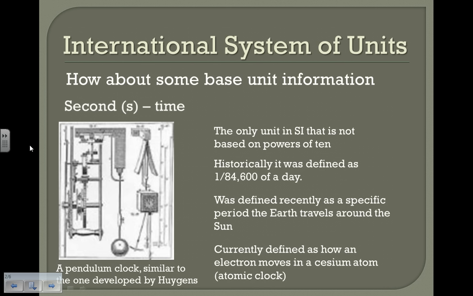So they use something that doesn't change, and that's how some sort of electron moves in a cesium atom. And that's where we get the idea of an atomic clock, one that is not based on the motion of the Earth around the sun, but one that is based on how atoms move, that's not going to change from day to day, hour to hour, year to year. And so that's pretty neat.